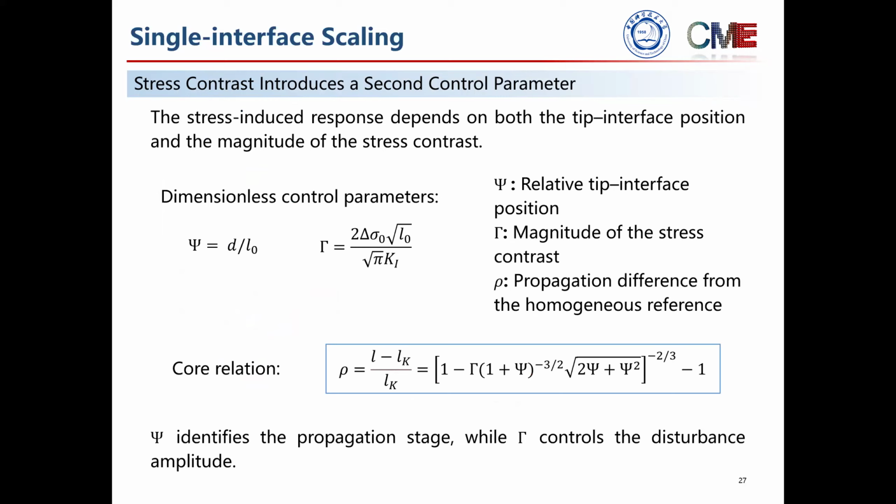For an in-situ stress contrast, an additional parameter is required because the disturbance has both a position and an amplitude. We again use phi equals d over L sub 0 to describe the relative tip-interface position. We then introduce a dimensionless stress contrast magnitude gamma, which scales the stress jump by the fracture mechanics quantities of the incoming layer. The analytical relation expresses the deviation of fracture length from the homogeneous reference in terms of phi and gamma. The interpretation is straightforward. Phi tells us where we are in the transition, while gamma tells us how strong the disturbance is.